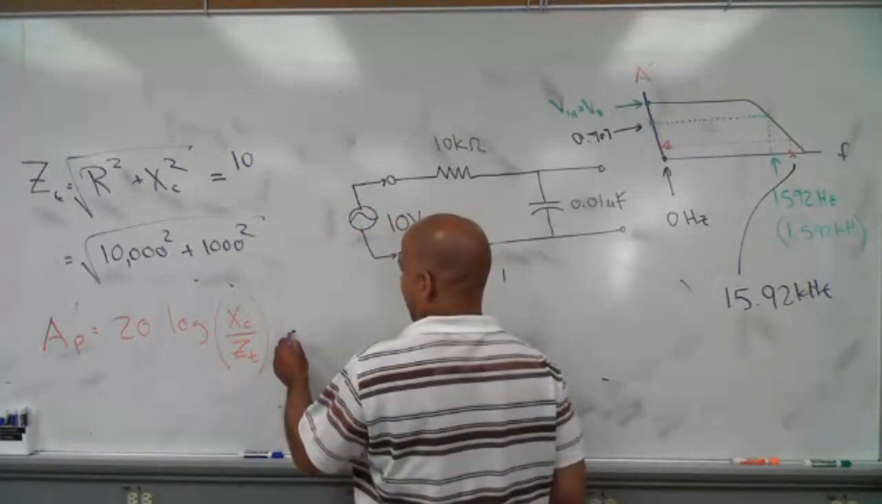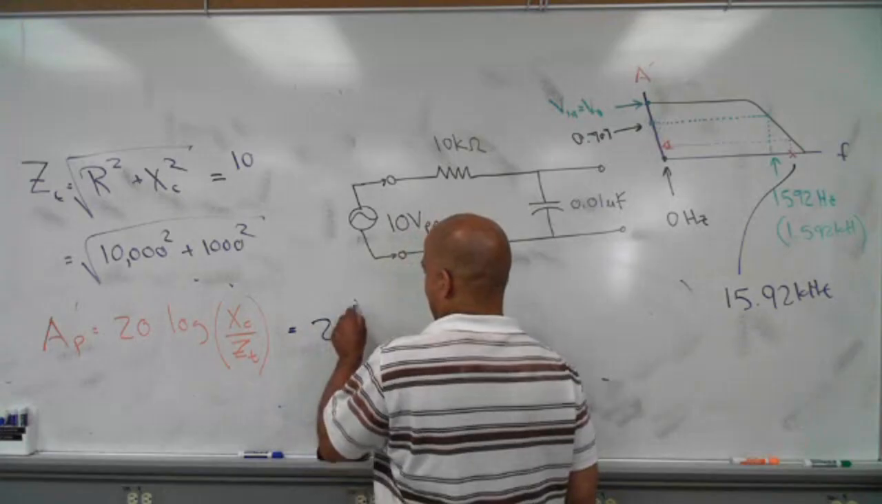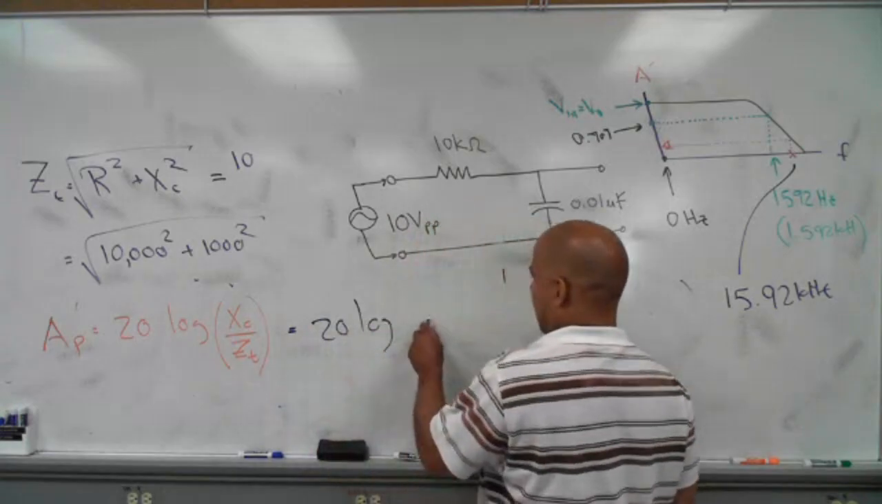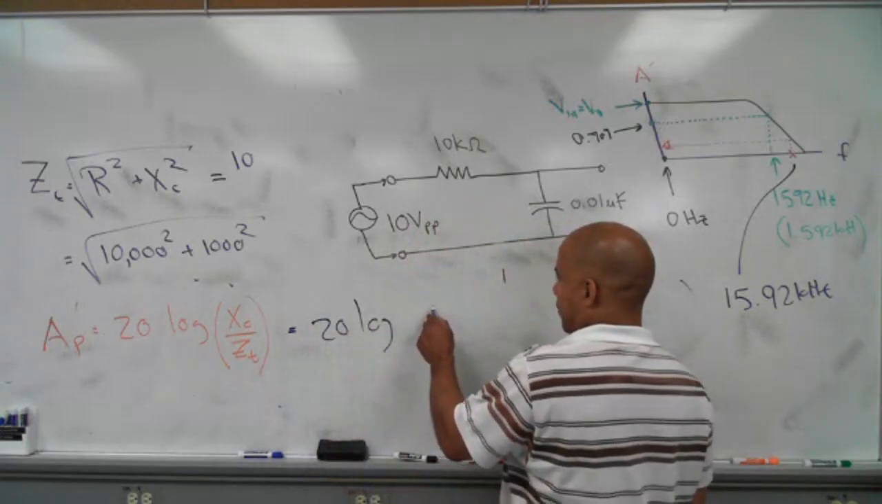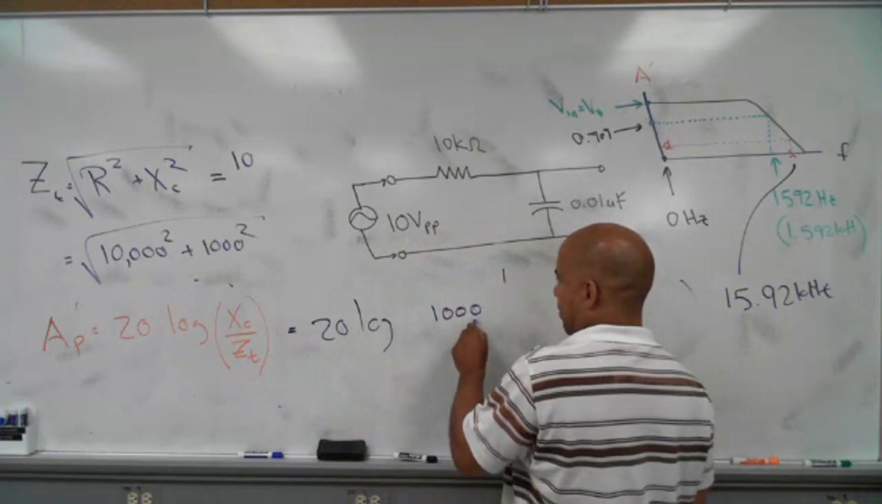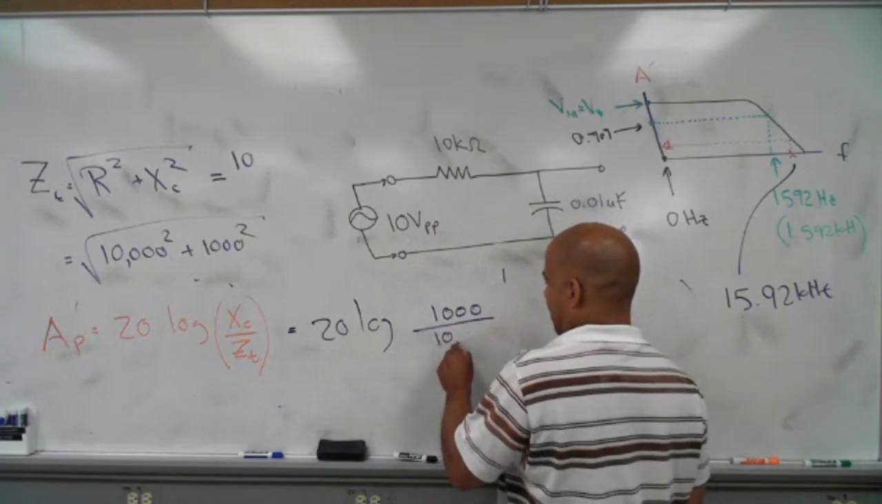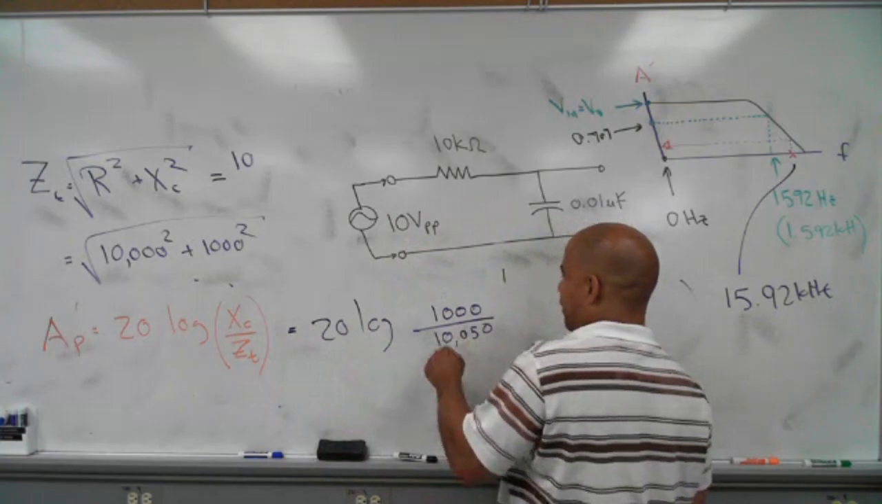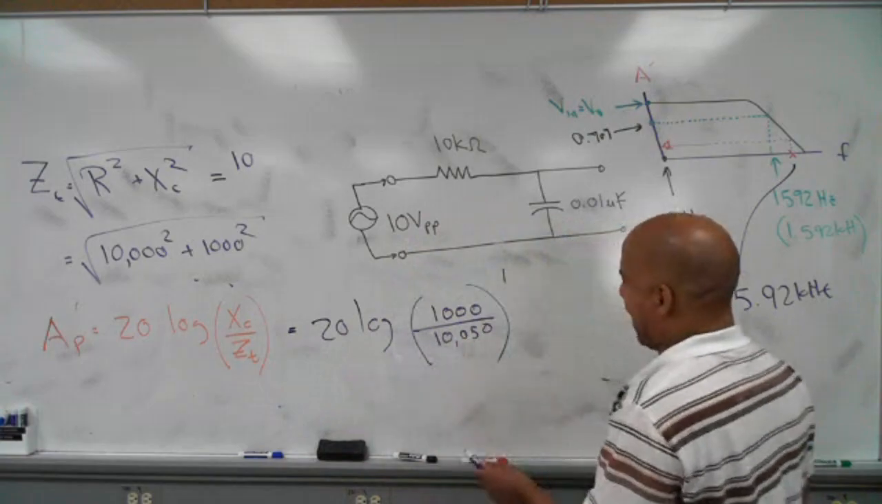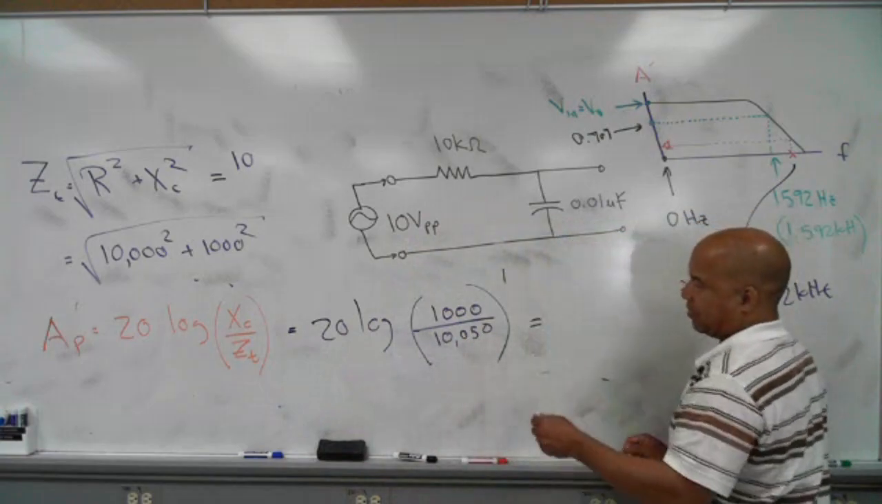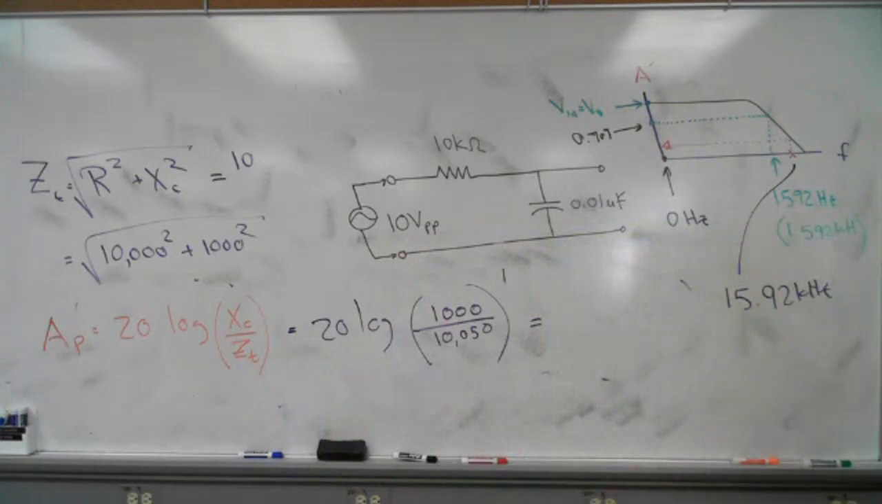But if I do the math here, let's do 20 log. This was 1,000, and this was something like that, or you can use 10,000. It's not going to matter. That 50 is not going to matter. So what do you get when you do the math? I got negative 20 decibels.